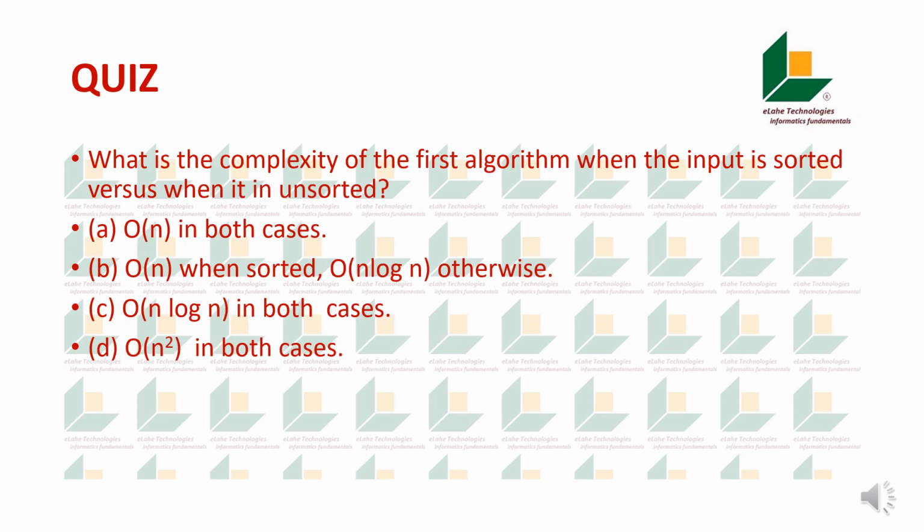Another question. What is the complexity of the first algorithm when the input is sorted versus when it is unsorted? Option A, order n in both cases. Option B, order n when sorted, order n log n otherwise. Option C, order n log n in both cases. Option D, order n square in both cases. The correct answer is option D, order n square in both cases.